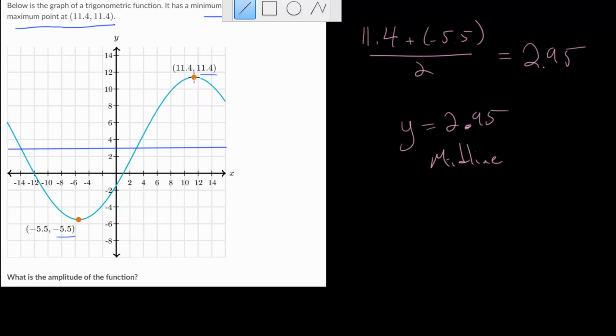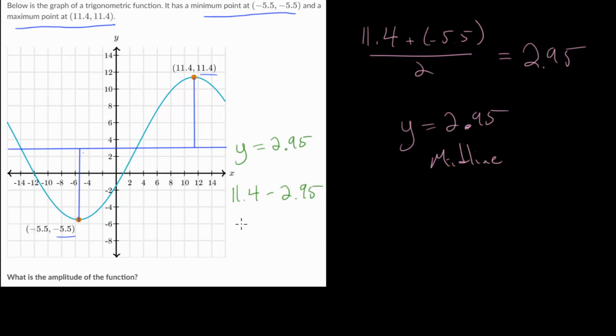And we know that the amplitude is just the distance from that midline to the maximum, or the distance from the midline to the minimum. It should be the same for both. And since we know the y value of the midline is 2.95, we could take the y value of our maximum, which is 11.4, and subtract the y value of the midline to find an amplitude of 8.45.